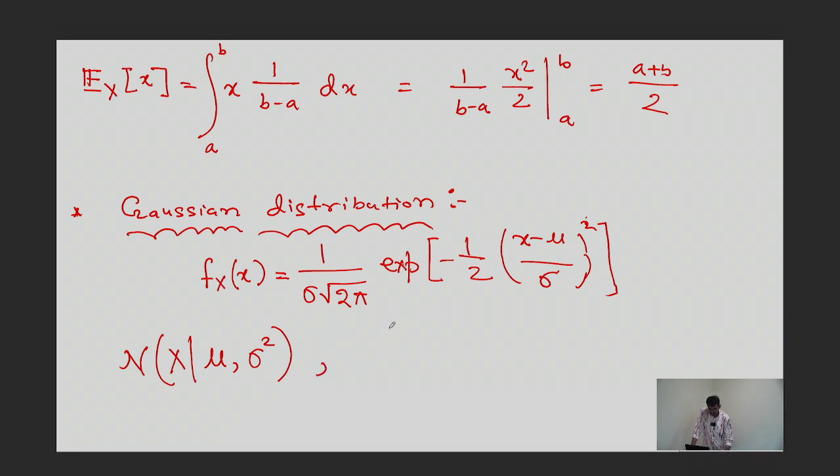For uniform, it will be x given a comma b, where a is the lower limit, b is the upper limit. For Bernoulli, it is generally calligraphic BER. By the way, this is also calligraphic. Okay. So Bernoulli BER, binomial BIN, beta B, and all those things.